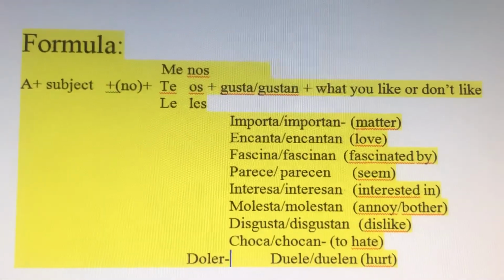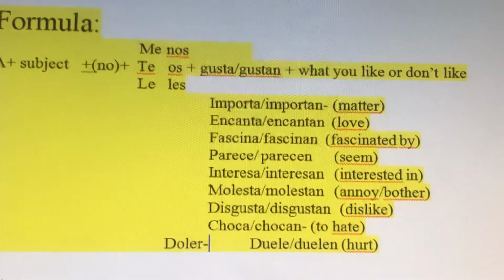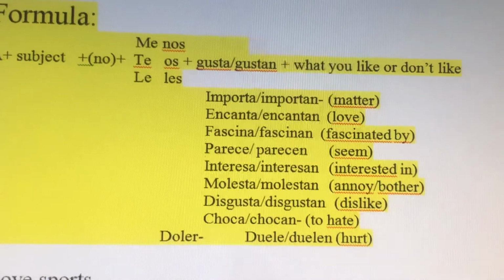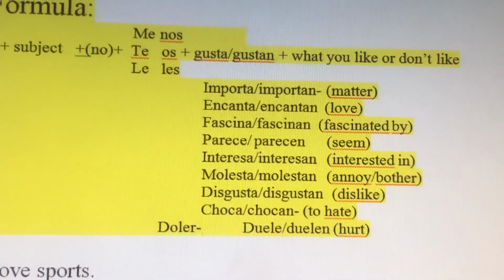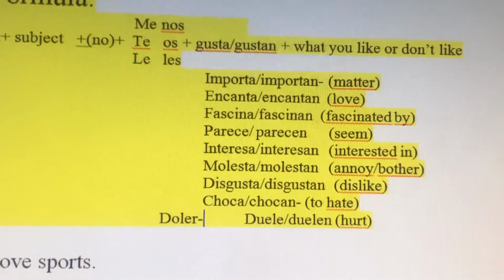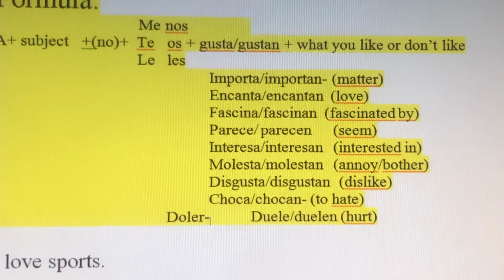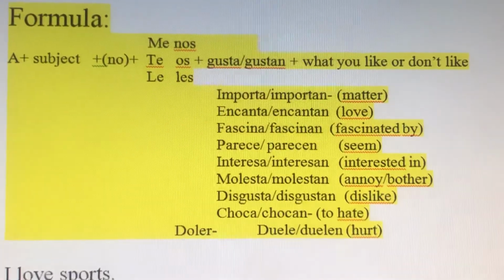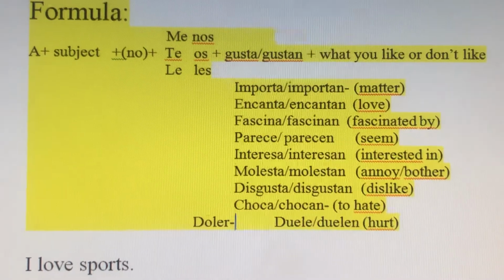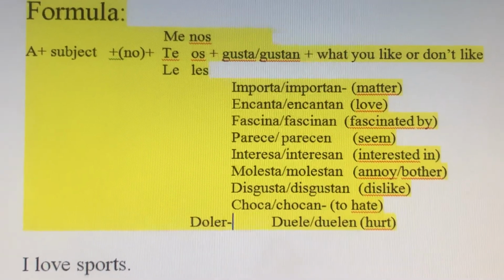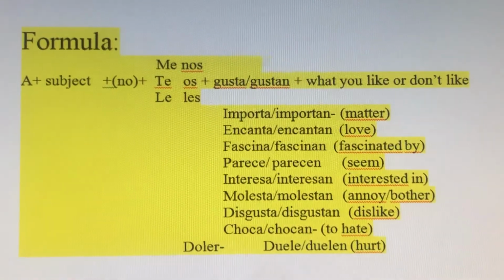Each one of these verbs: importar, to matter; encantar, to love; fascinar, to be fascinated by; parecer, to seem; interesar, to be interested by; molestar, to annoy or bother; disgustar, to dislike; chocar, to hate; and doler. They're all used with nouns, not people. So we'll learn how to say to love and to hate used with people. But these are all used with nouns, not people. They're also used with verbs. And they all follow the Gustar formula, which I put right up here.